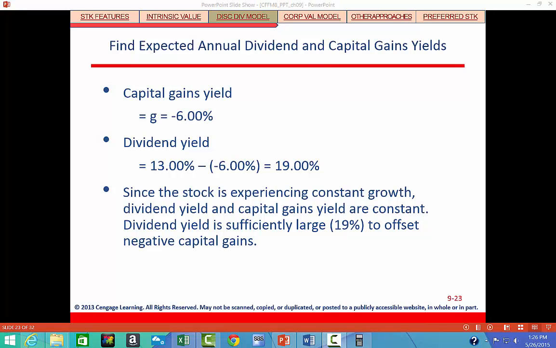And just keep in mind that these are just lots of kind of weird different examples to go through just to show you how different things affect the capital gains yield and the dividend yield. It doesn't mean that all the stocks that you encounter are going to look like some of these.